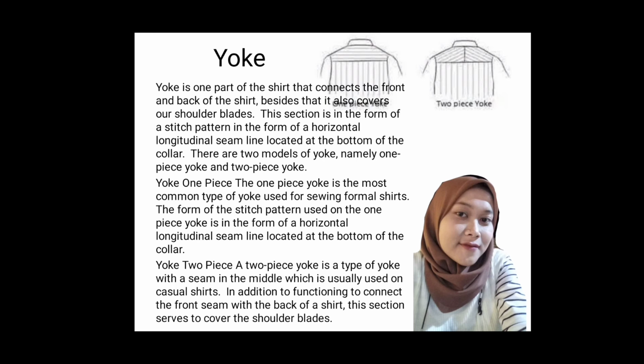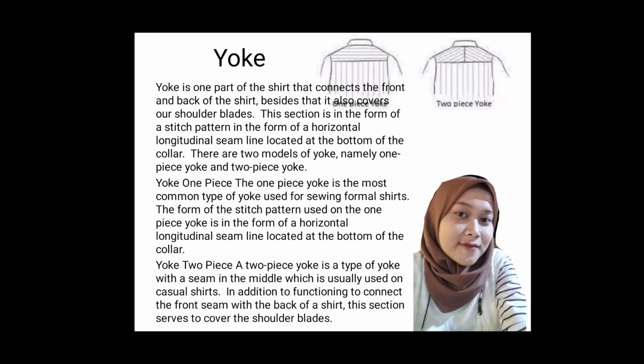I'm from group 5. I would like to explain about kinds of yoke. Yoke is one part of the shirt that connects the front and back of the shirt. Besides that, it also covers our shoulder blades. This section is in the form of a stitch pattern in the form of a horizontal longitudinal seam located at the bottom of the collar.